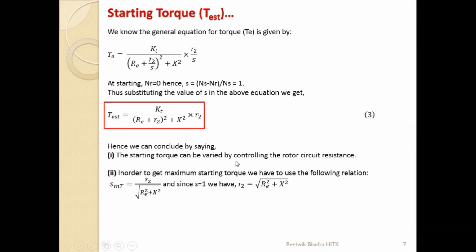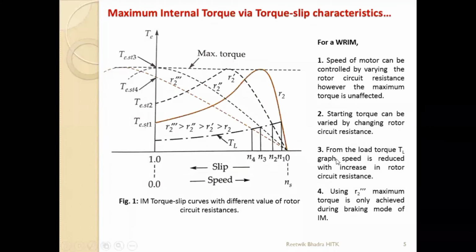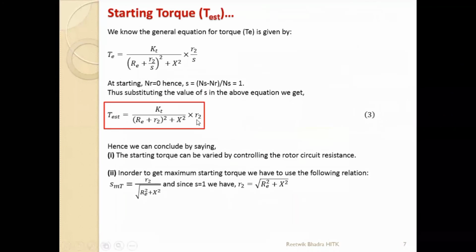So now you can see your TST is also dependent on R2, like the last point we had told over here. Starting torque can also be varied by changing your rotor circuit resistance. You can check in this formula. See, if your R2 varies, your TST will also change, so there is a change in starting torque accordingly.